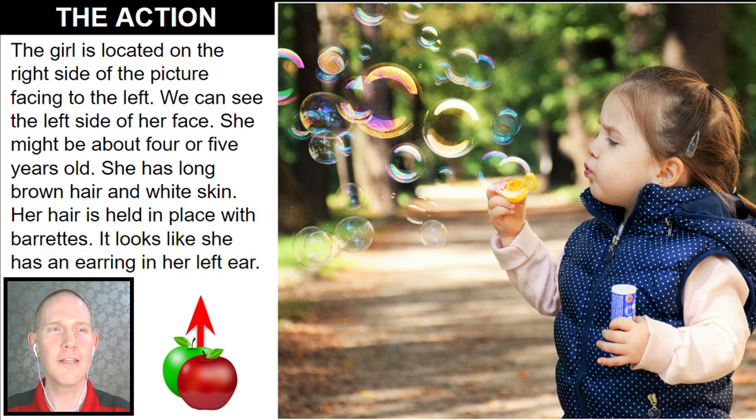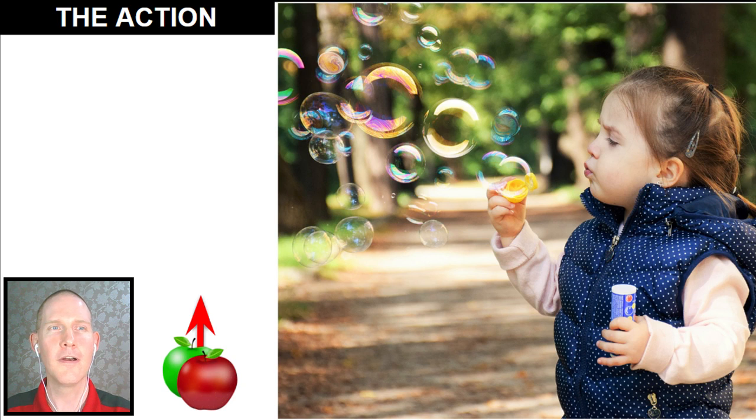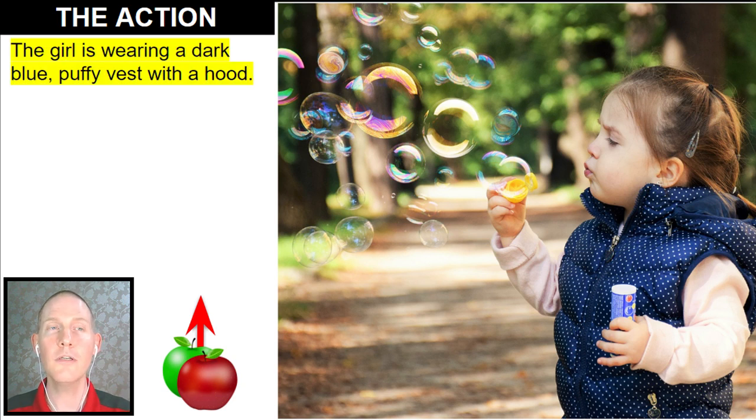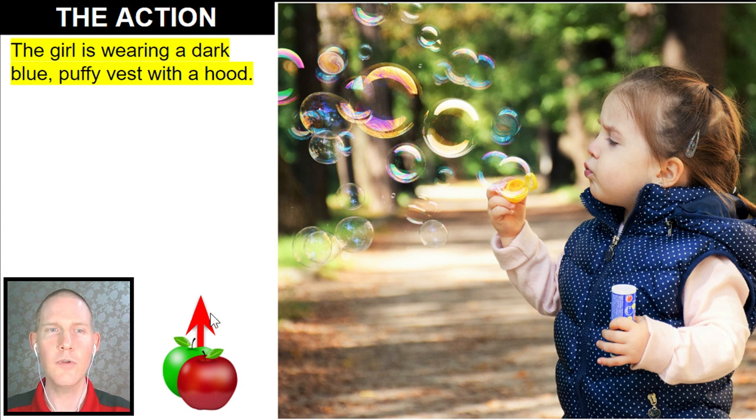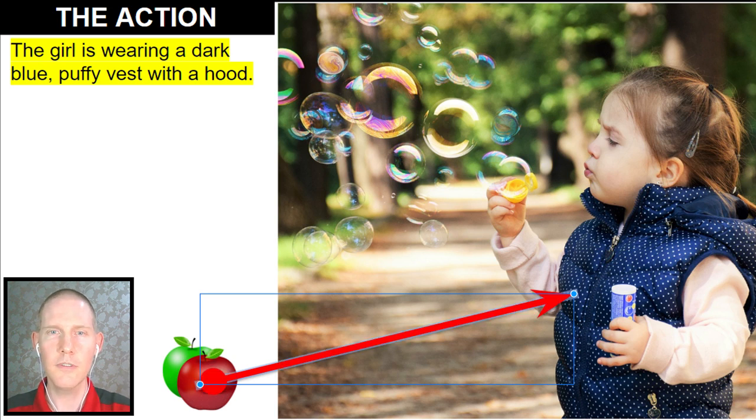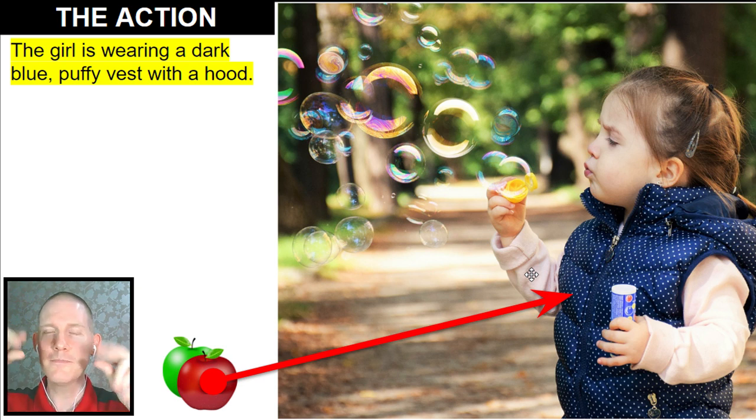All right. Let's keep going. The girl is wearing a dark blue puffy vest with a hood. Alright, so we talked about a vest before, but we didn't say puffy. This time we'll say puffy. So the idea of puffy, if we look at her vest, and I'll use the arrow. So, we'll put it in front. Alright, so the vest is kind of pillowy. I guess if you squeeze the vest, it kind of pushes in a little bit, which makes it very comfortable, but we could also say it's kind of puffy.